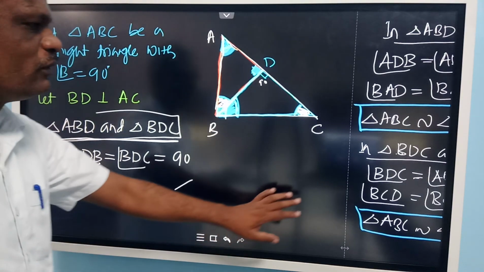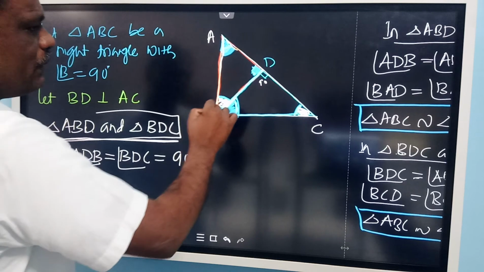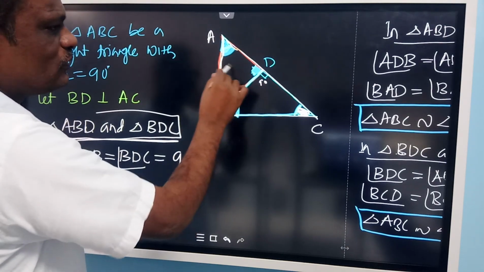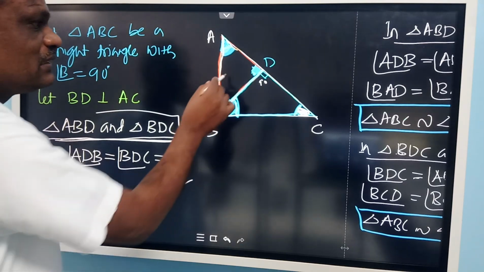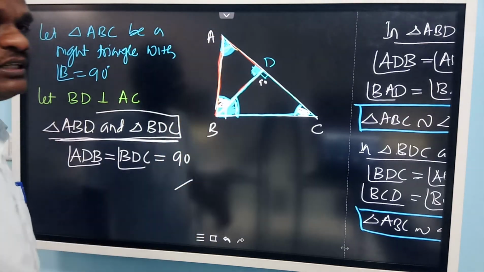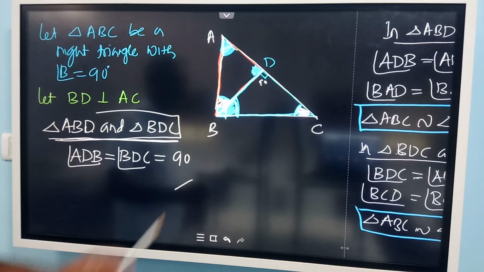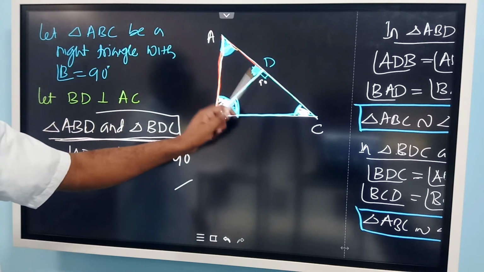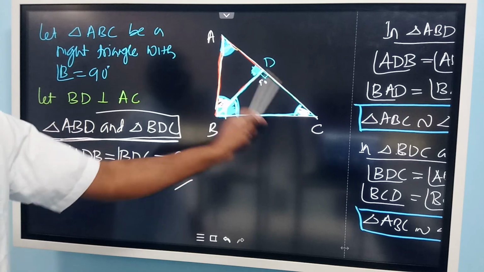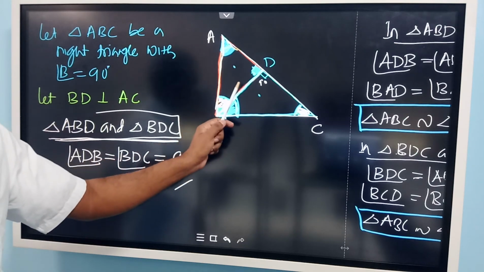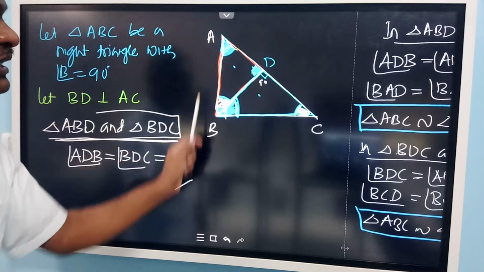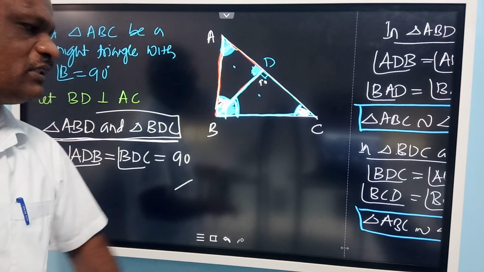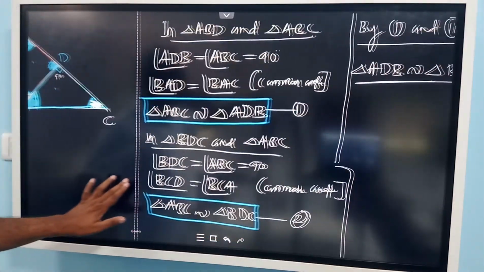So here we proved that once you draw a perpendicular from the right angle vertex, it divides the triangle into two similar triangles, and these two similar triangles are in turn similar to the given main triangle. We have drawn a perpendicular to the hypotenuse. This divides ABC into two triangles. These two are similar, and they are also similar to the given triangle. So from this you can come to a conclusion.